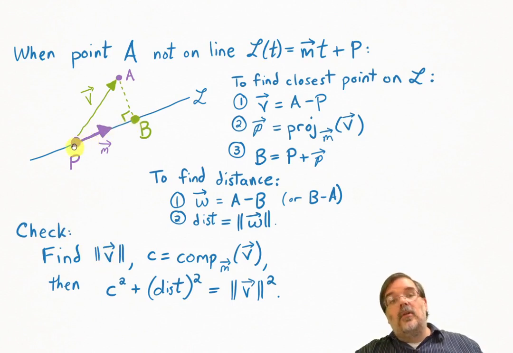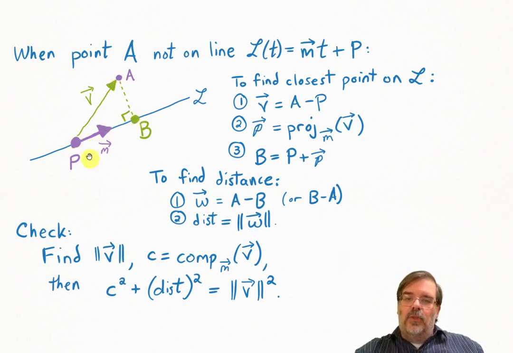This side of the triangle, which lies along the line, that is the component of the vector v onto the vector m. So we can calculate the length of that side. But once you have the lengths of 2 sides of a right triangle, you can use the Pythagorean theorem to find the length of the third side. Right, so in this case, we'd know that c squared, in this case c is this side of the triangle, it's not the hypotenuse. C squared, the component squared, plus this distance squared is equal to the length of v squared. Then you could rearrange that equation, solve for the distance, life is good.